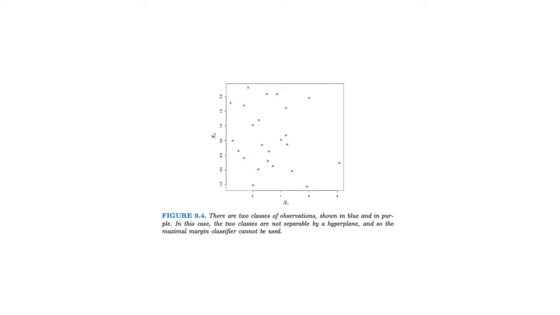Well, typically we are in a situation that looks more like this. There is no separating hyperplane. There's no way that we can use the maximal margin classifier. So we need something else. What could it be? What could we use? Can we use anything from the idea of the maximal margin classifier in this picture? Think about it for a second.